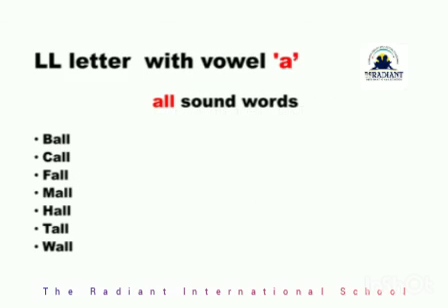A, E, I, O, U vowels ke saath hum LL letter ko join karke ek new word banayenge, and that is A, double L, all. Okay? A जब double L letters के साथ join होता है तो it pronounces as a all. A double L all sound words उसमें कौन कौन से है?